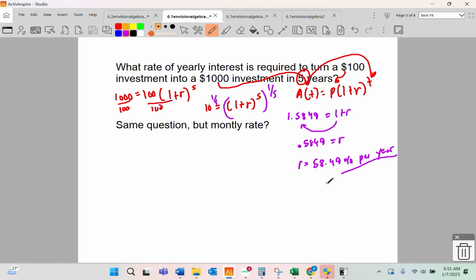Because the next year you'd have $1,600, and then the year after that you'd have quite a bit more. You'd be almost $3,000 by then. And it would grow really, really quick. Same question, but the monthly rate.